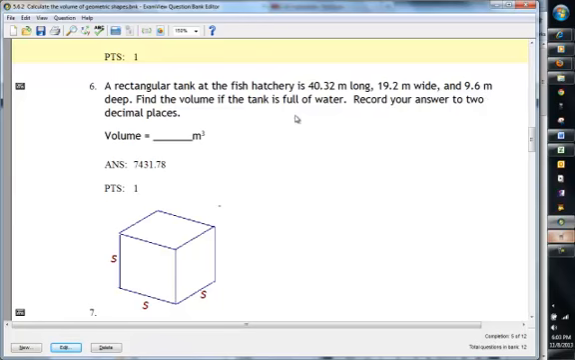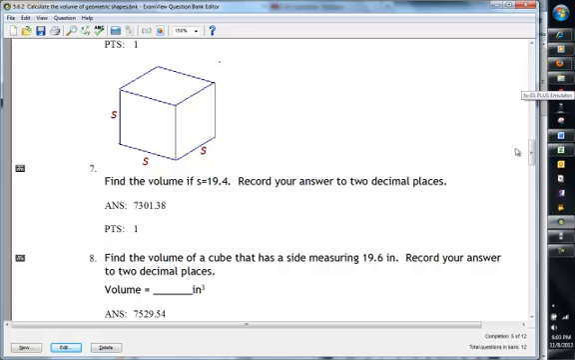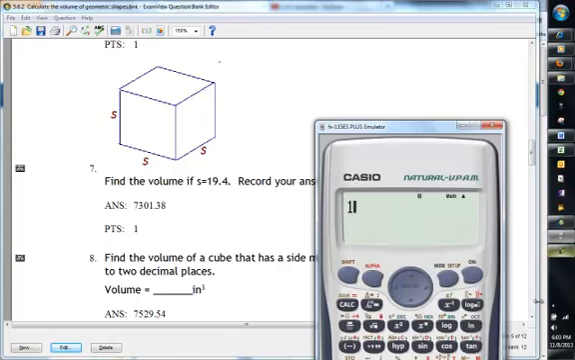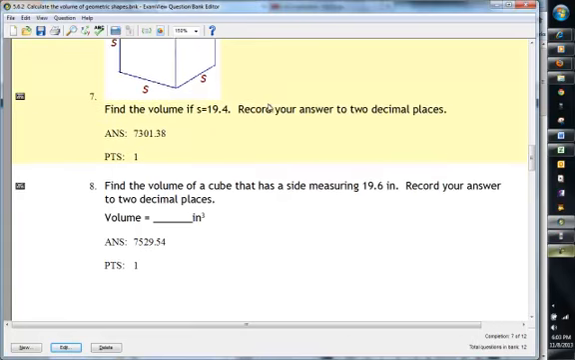Rectangular tank at a fish hatchery, you would just multiply the meters. A volume of a cube, well, it's going to be 19.4, but it's on each side, so we'll just take it to the third. And that's where the word cube comes from, is that you cube a cube and you get its volume.